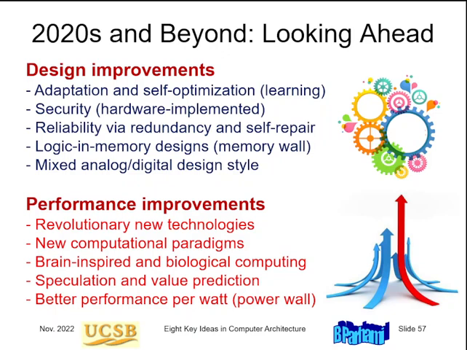So with that caveat, let me give you a few predictions of what will happen in the 2020s, a decade that we just started. We will have adaptation and self-optimization of systems through learning. So machine learning will basically be applied to hardware so that as we run programs on the hardware, it learns and self-optimizes to be more efficient. Security needs a lot of work. Computer security is in a very sad state nowadays. Reliability through redundancy and self-repair is another area that we need to work on.